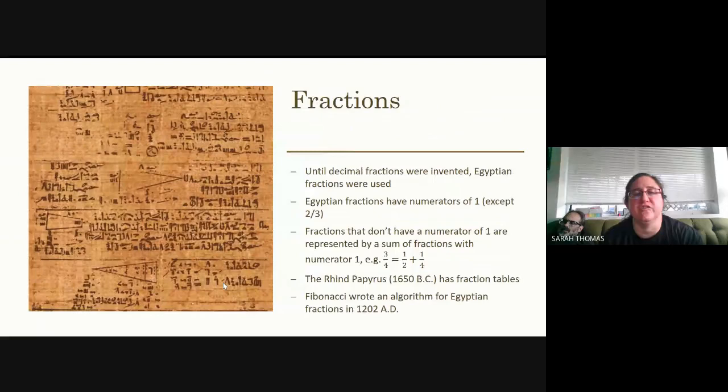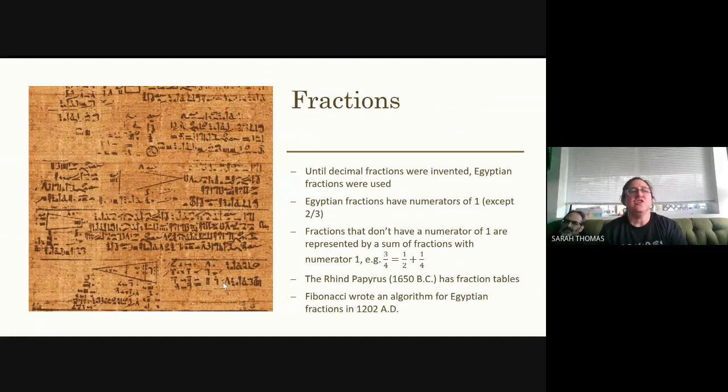Let's talk about fractions for a minute, because we're used to having some very powerful fractions. Fractions were not always that powerful. And until those decimal fractions that we have now were invented, Egyptian fractions were the world standard. They all have numerators of one. So if you wanted to make a fraction that today we would write as 3/4, you would have to represent it as a sum of two Egyptian fractions, 1/2 plus 1/4.